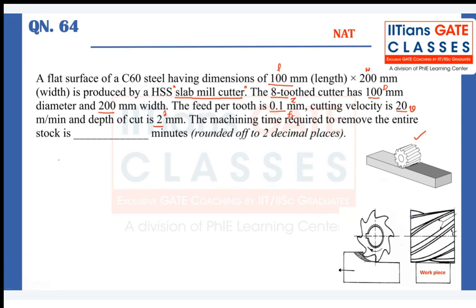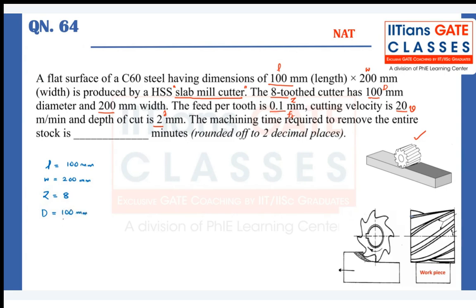First write the given data. Right now, what is given data? Length of the workpiece is 100 mm. Width of the workpiece is 200 mm. Z, the number of teeth on the cutter, is 8. Diameter of the cutter is 100 mm.